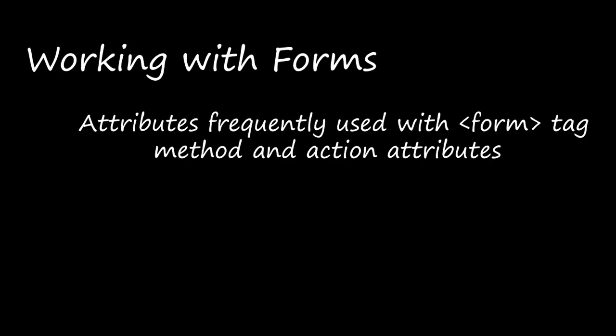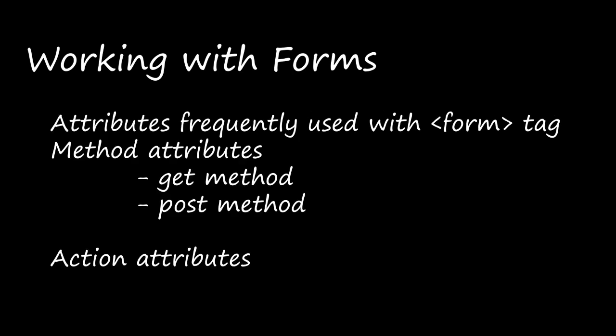Let's see the attributes which are used frequently along with this form tag. Okay, the main attributes are method and action attributes, right? Method and action, right? Method means this is an attribute that is used to identify how the form element names and values will be sent to the server, right? Here we'll use get method or post method, right? Inside this method we have get method and post method.